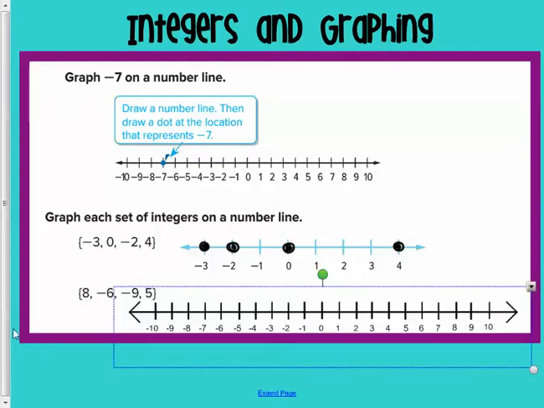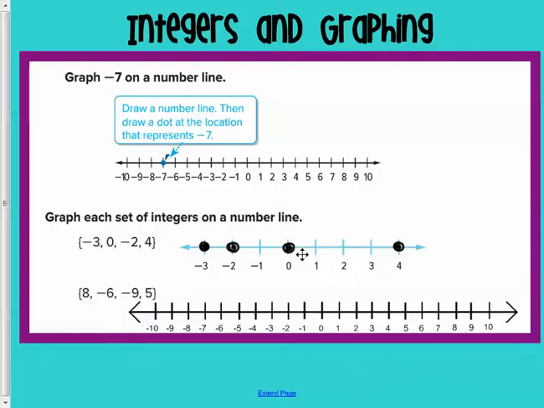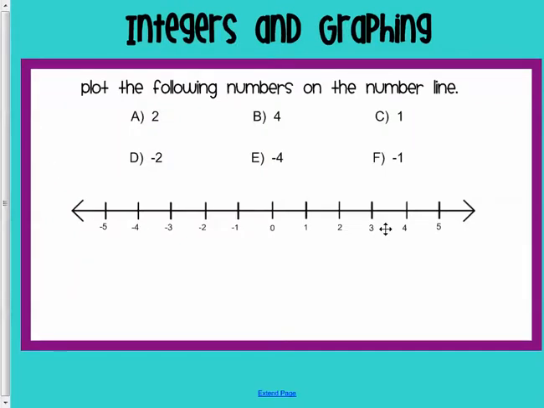If we were to graph these, we would plot it on a number line that was a little bit longer, like this one. So you can make your number line as long as you need it to be. For example, I would plot 8 here, -6 and -9, and then 5. Go ahead and try to plot these for me. Draw this number line, write down A through F, and plot these. And I'll be back in just a second to show you what I did.